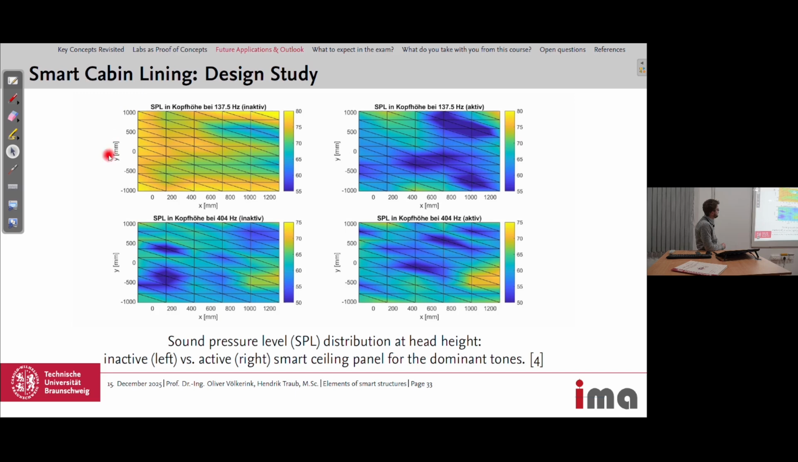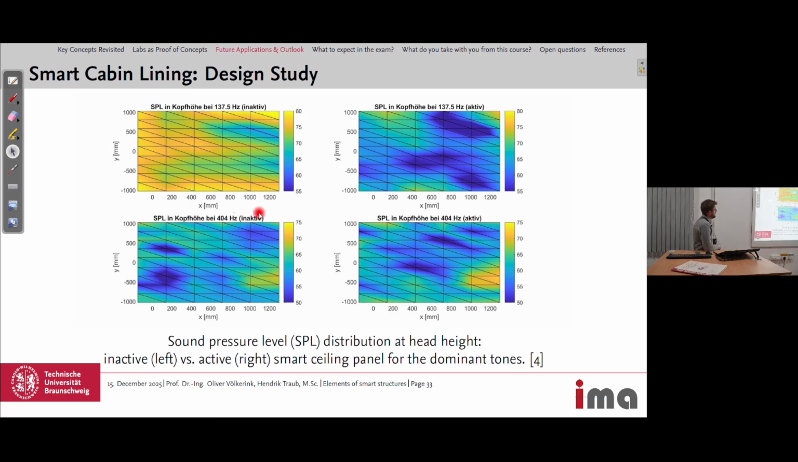And the first row is for 137.5 Hertz, so the first tone. Here without the system, and here with the system, and you can see the lowest value of 55. I think it's a dimensionless value, the sound pressure level, but lowest value 55 and highest 80. So most of the area is between 75 and 80, and with the system activated, nearly all of this plane goes down to 55 as a sound pressure level.